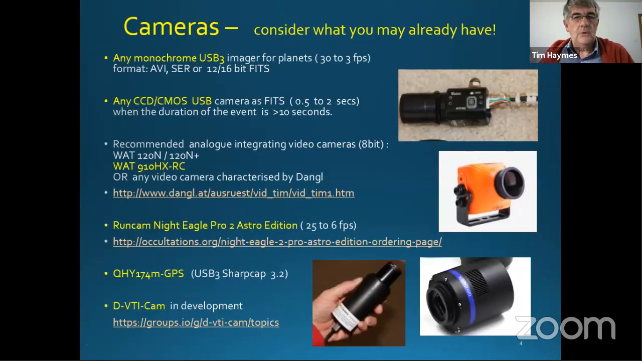So what sort of cameras can we consider for this sort of work? You might already have them. Any monochrome USB 3 camera used for imaging planets would be absolutely fine. They can record at 30 or more, or down to 3 frames per second, for instance. More advanced USB cameras, FITS formats, 1/2 to 2 seconds, that's absolutely fine for longer duration events.